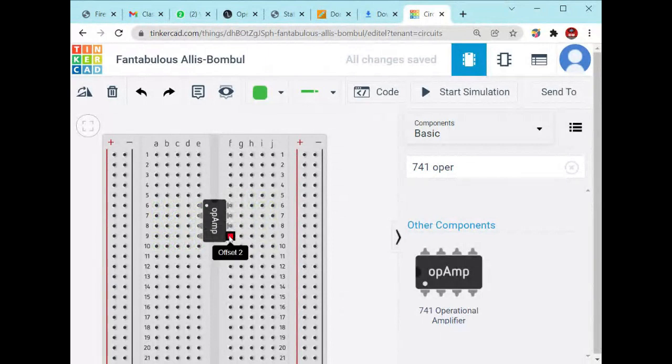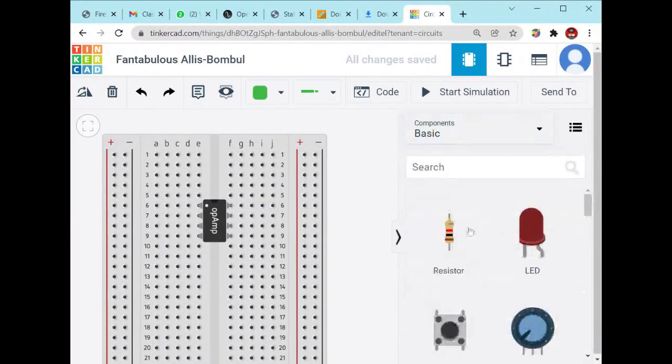Pin number five is offset. Pin number one is offset. Pin number two is input. Pin number three is input. Here is the power connection, the negative power connection, and this is the output, and this is the power positive. This is power negative, and this is power positive. So you have to connect positive and negative right here, and this one is not connected.